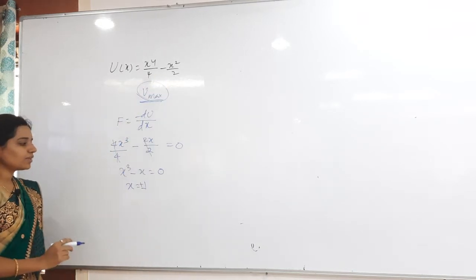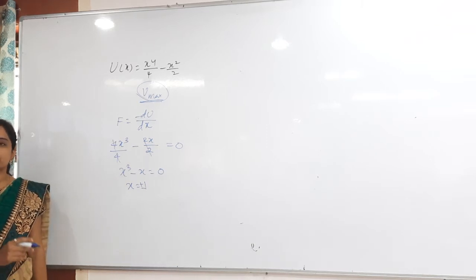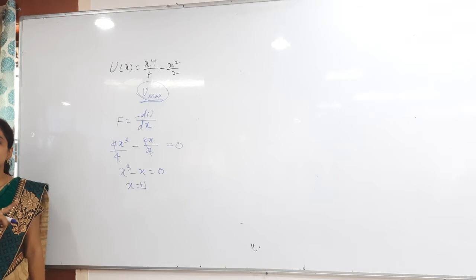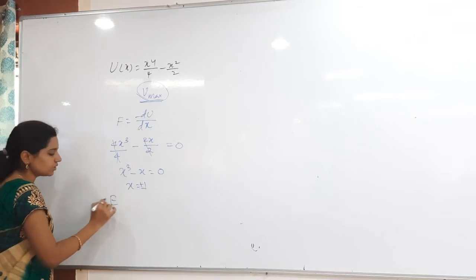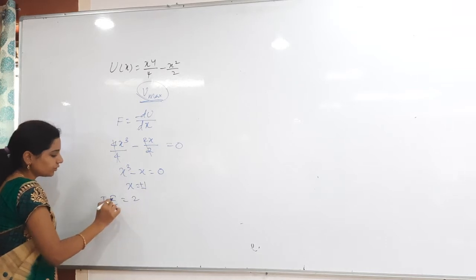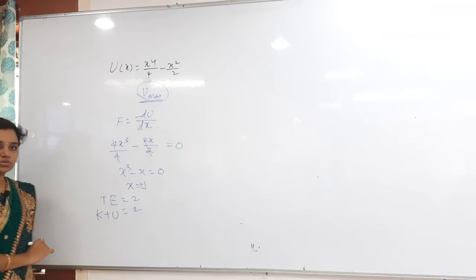The main thing is they are asking to find the speed of the particle, and they have mentioned that the total energy is 2 joules. So total energy, kinetic energy plus potential energy, is equal to 2 joules.